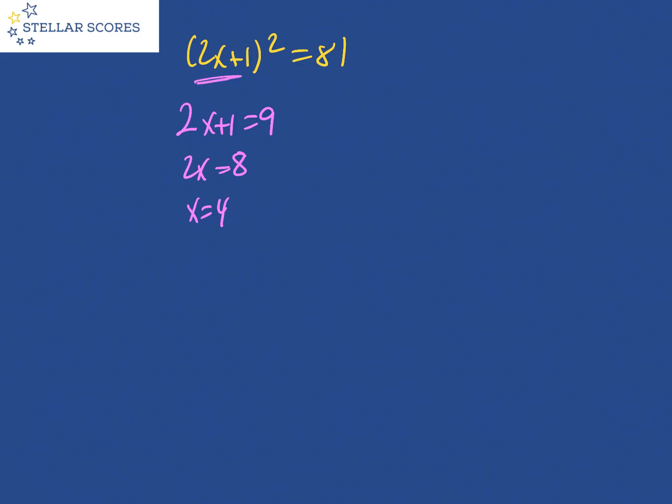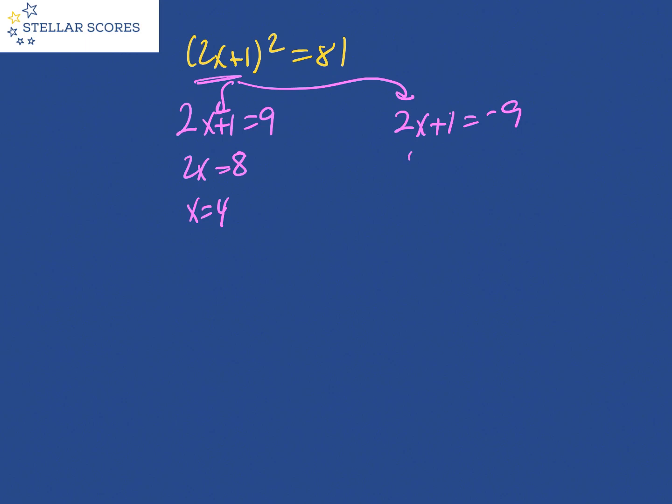Remember, this value is squared. So this could either be equal to a positive 9 or this could be equal to a negative 9, right? And because the value is squared, it's going to work the same, right? Because negative 9 squared is equal to 81. So in this case, you need to solve it for both the positive and the negative.